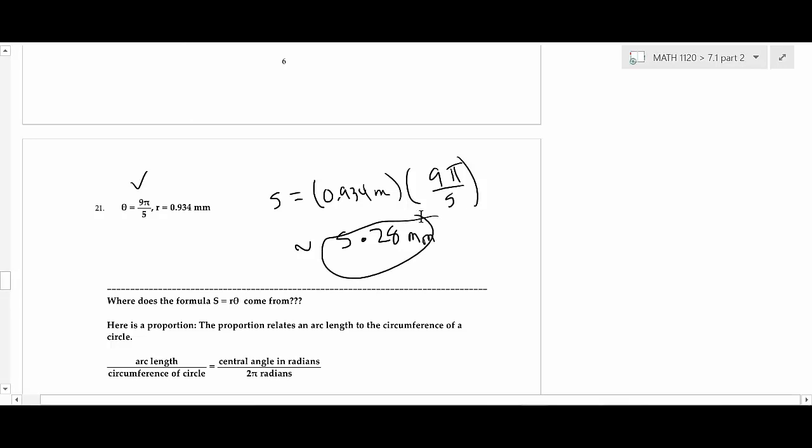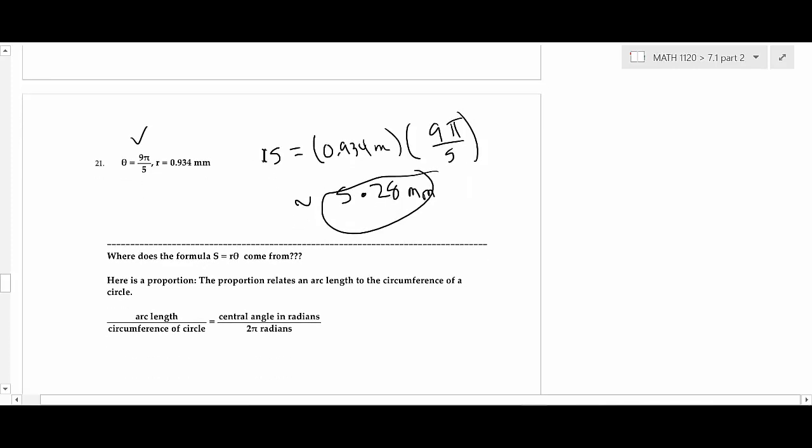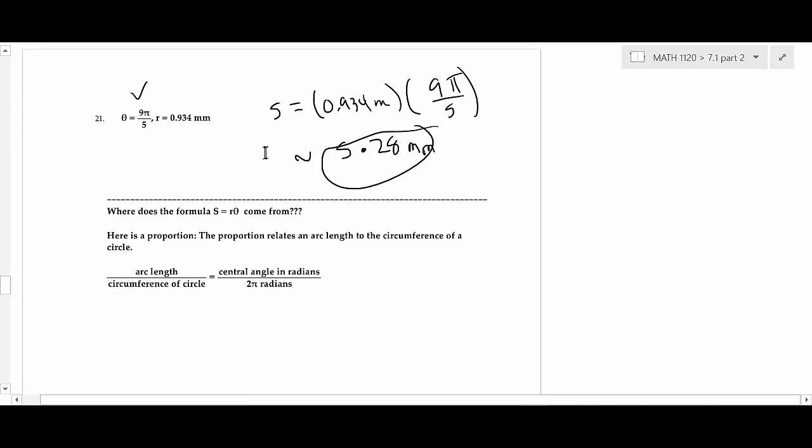Now what I'm going to do next is show you where the formula comes from. The higher you get in math, the more your teachers are going to prove things and derive things and show you where they come from. Somebody had to figure this out, so I'm going to show you how we figured out this formula.